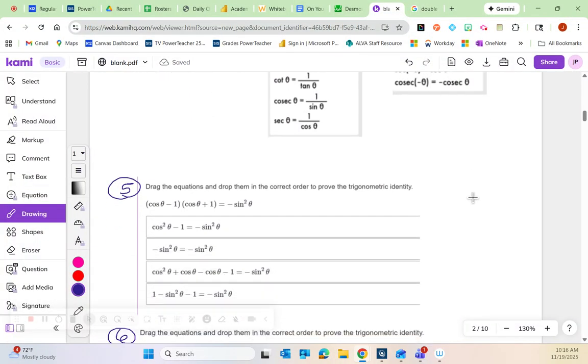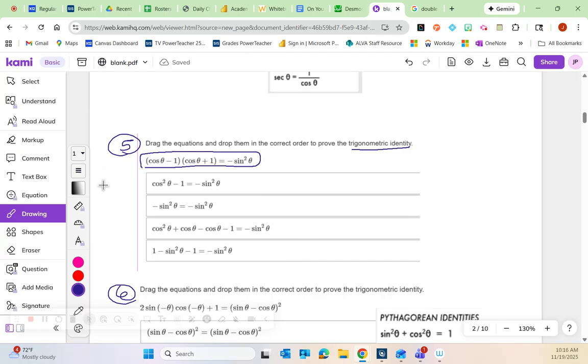So these last two are asking us to prove the trig identity. So we're starting with this. And they're asking us to drag and drop these in order. So this is just what I was taught. So I always start with the side that has the most going on. So I start with this side and I work on this side because the right hand side just has negative sine squared theta and the left hand side has all this other stuff going on. I take the left hand side and I work on it. I do algebra. I use formulas, trig identities, and I try to make the left-hand side look like the right-hand side.